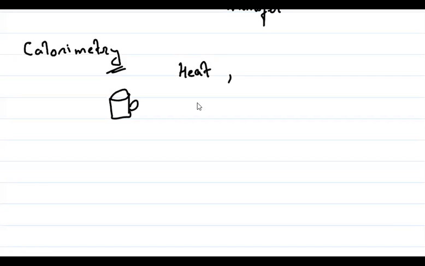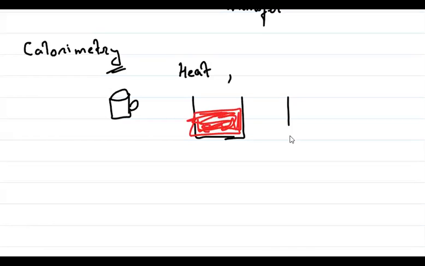Or suppose I'm having a tub of hot water. Suppose this is hot water. And again, we have a tub of cold water. Right? Now, if you connect these two, if you keep them in contact with each other, what will happen? Tell me. Or if you mix them, what will happen? Tell me, what do you think?